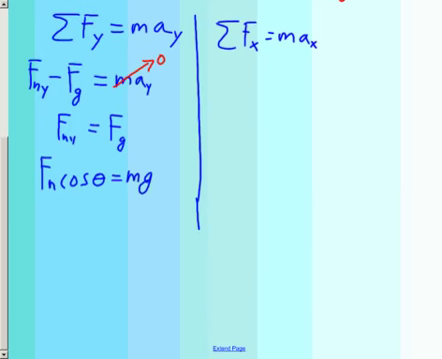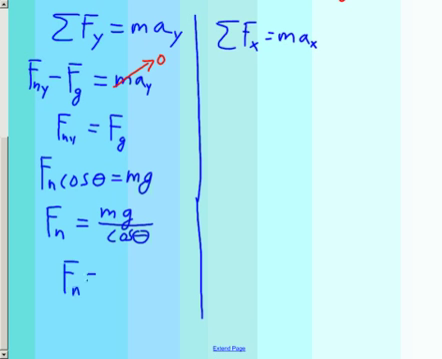Let's keep going here in the y direction. Let's get the normal force by itself. M times g divided by the cosine of theta. All right, I think you can plug in numbers. I did this earlier. I have an answer. I want you to do it before me and see what you get.